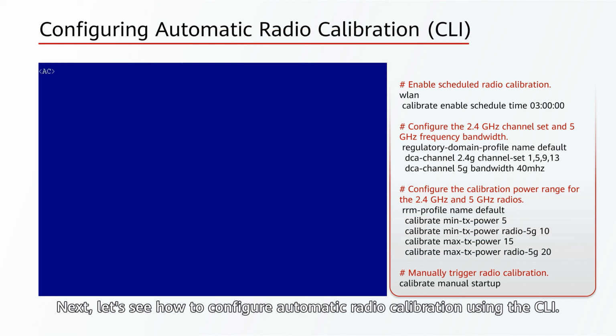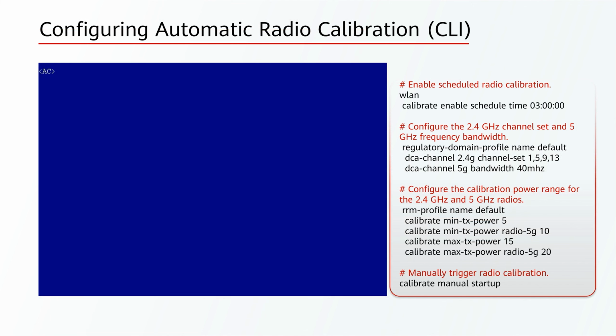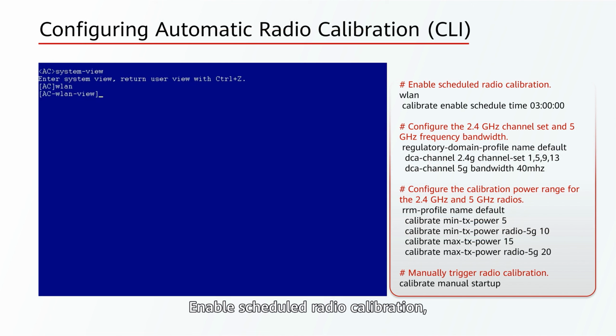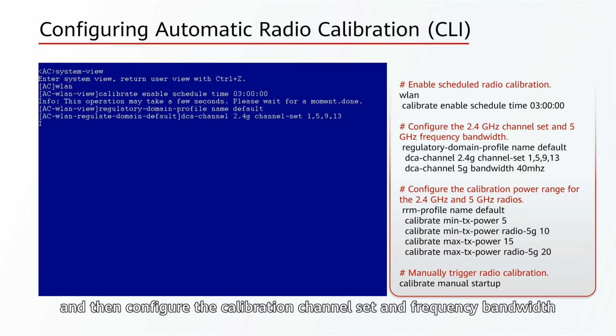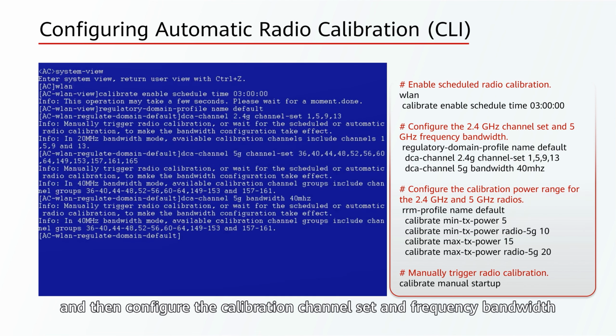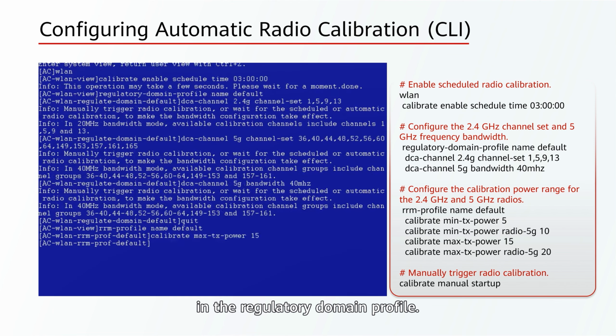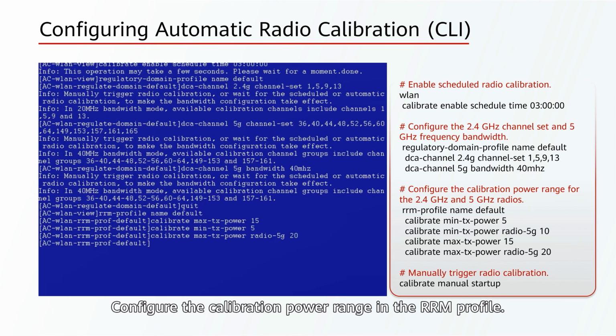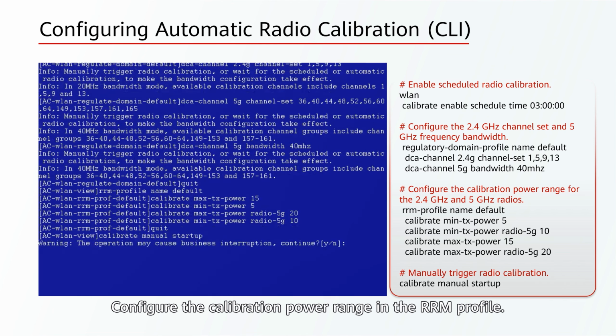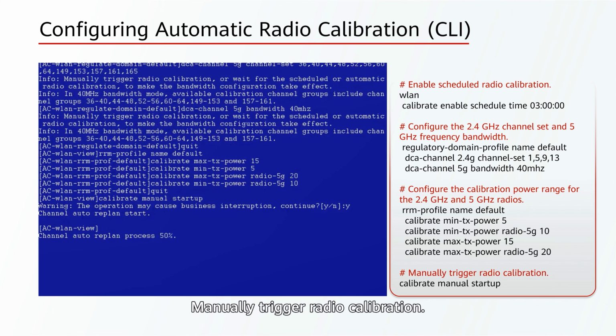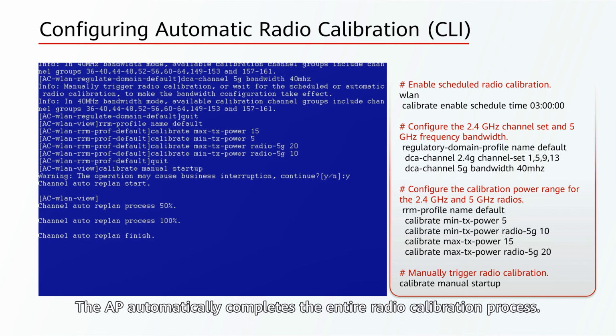Next, let's see how to configure automatic radio calibration using the CLI. Enable scheduled radio calibration, and then configure the calibration channel set and frequency bandwidth in the regulatory domain profile. Configure the calibration power range in the RRM profile. Manually trigger radio calibration. The AP automatically completes the entire radio calibration process.